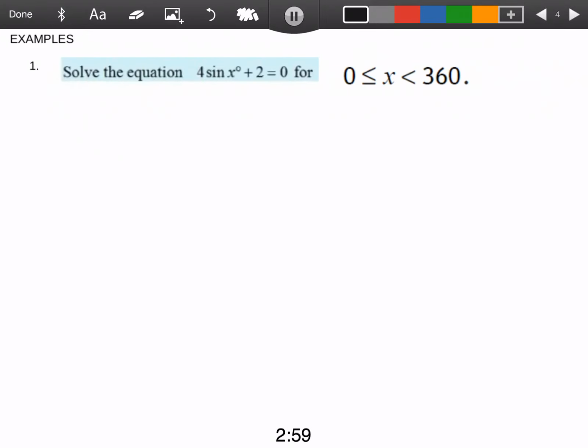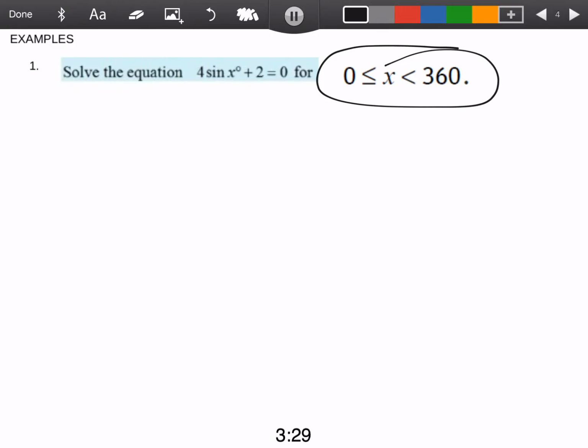The first example I want to do looks exactly the same as we've done in lesson number 1, but as we progress through it, you will see there's a wee difference here. So solve 4 sin x plus 2 equals 0 for x between 0 and 360. This here is what we call the domain. It just means our x values lie between 0 and 360. We're not looking for any negative numbers or anything above 360, so just 0 to 360.